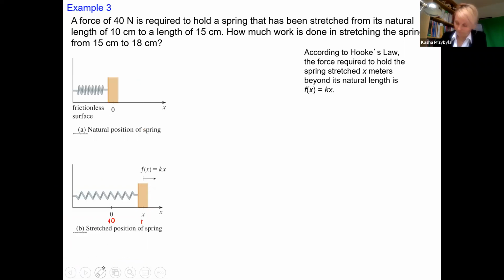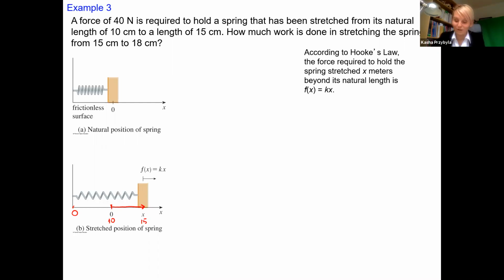My pen sometimes does this. Okay, that means this is the natural length, because we always say the natural length is actually 0, but we still want to refer to the origin. Okay, that means from 10 to 15. In order to stretch from 10 to 15, we need 40 newtons. Okay, how much work is done in stretching the spring from 15 to 18?